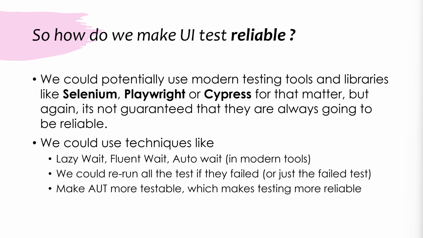And also make the application under test more testable, which makes testing more reliable. We need to first of all ensure that our application under test is more testable. The more testable the application is, the better the testing will be. And this can be achieved by us as testers going to the developers, telling them that this ID doesn't exist or this component cannot be tested, and asking them to make it more testable by exposing some APIs which can be used by automation tools like Selenium or Playwright for us. So that's another way to make this happen.